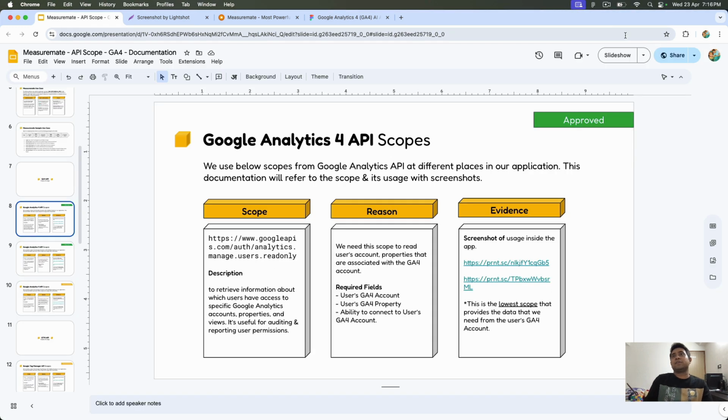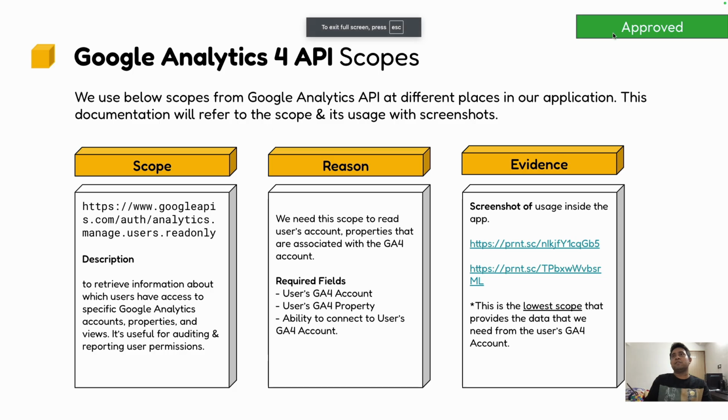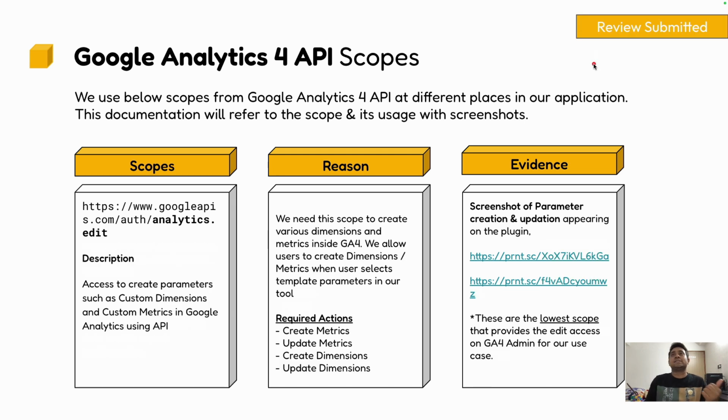There are different statuses on the right. If you see, there is an approved status. For all the scopes that are approved, we already submitted the details and it has been reviewed. There are certain scopes which have not been reviewed. For them, we have given all the details, and we have also mentioned here that review has been submitted, and that's what needs to be reviewed in this particular round of review.